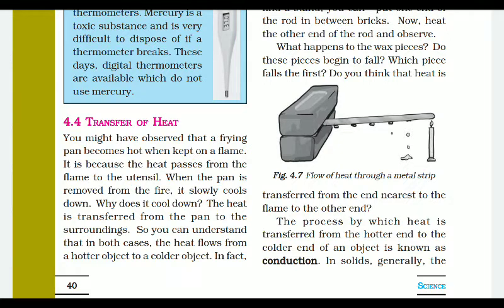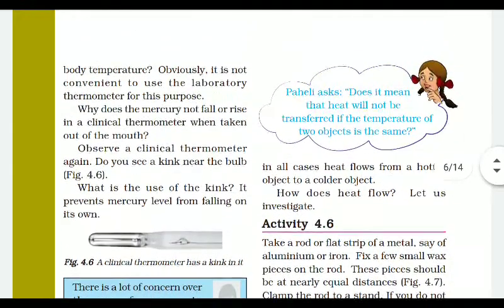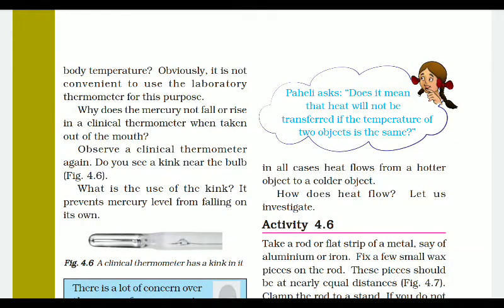Why does it cool down? The heat is transferred from the pan to the surroundings. So you can understand that in both cases, the heat flows from the hotter object to the colder object. In fact, in all cases, heat flows from the hotter object to the colder object. When you place any vessel or pot on the stove and start heating it, the handle also eventually gets hotter. So heat moves from the hot area to the colder regions.